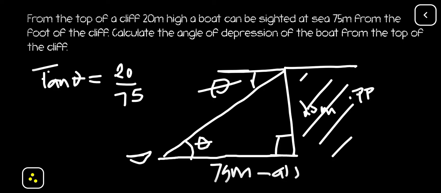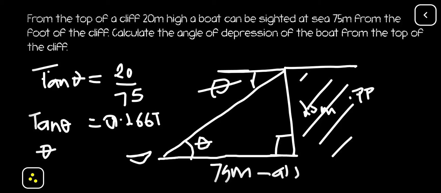Okay. So 20 divided by 75 is actually 0.2667. Okay. My battery is having issues. Okay, but this is tan theta equals 0.2667. Now to find theta, we need the inverse of tan. So inverse of tan 0.2667.